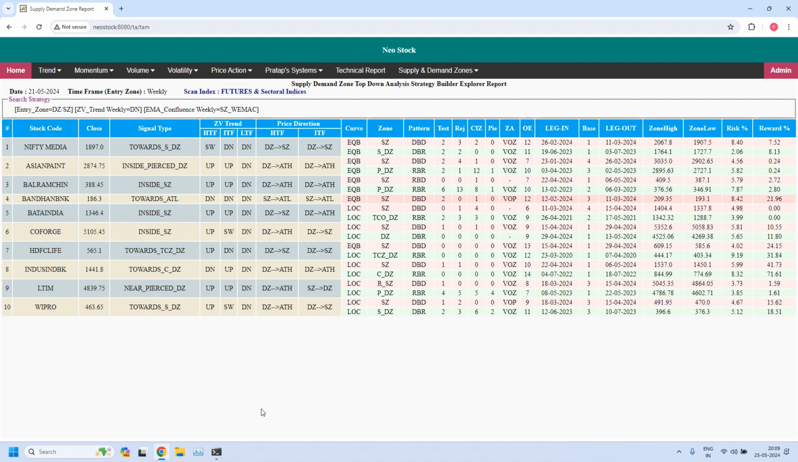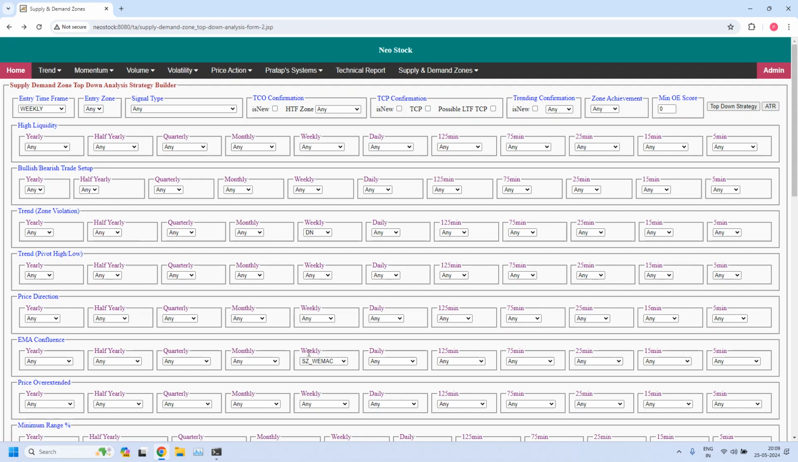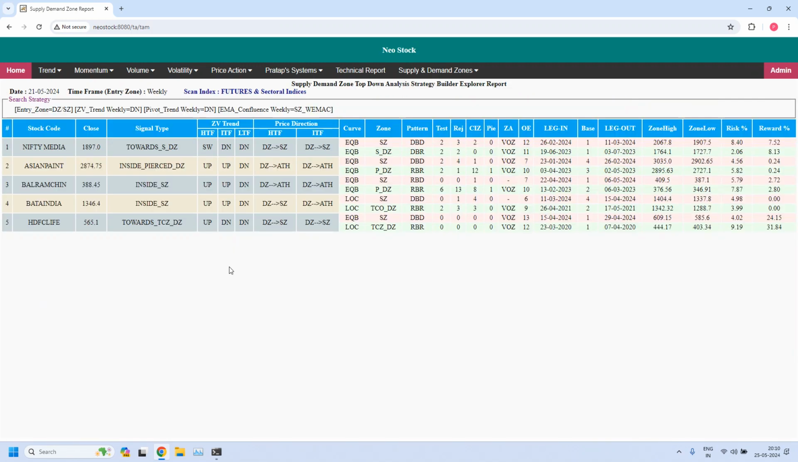In case you want to know how many stocks will be further filtered if you select pivot high low, we can also generate that report. Already you selected zone violation trend as down. Now the pivot high low trend, that is swing high low trend, we will also select as weekly time frame downtrend. When both trends support down, more probably it could have more strength. Now with both the trends, there is no ambiguity. Both the trends are supporting downtrend. So 5 stocks are filtered.